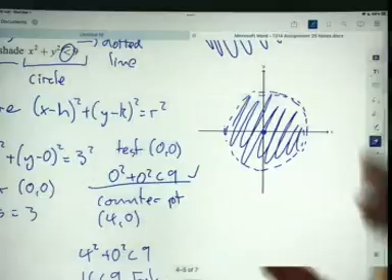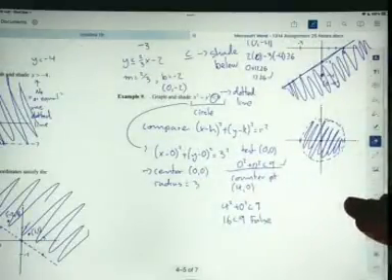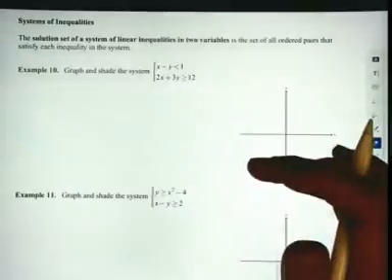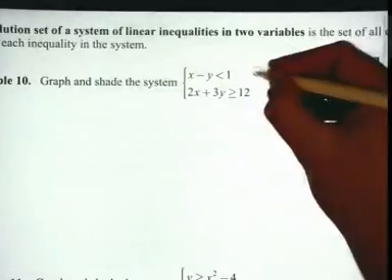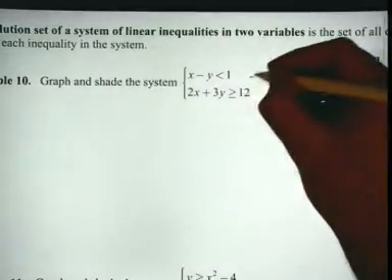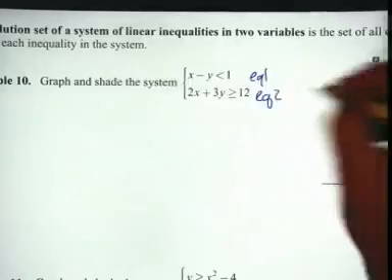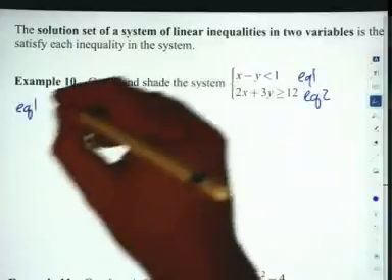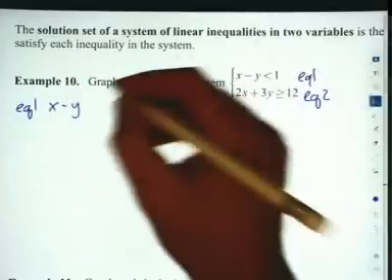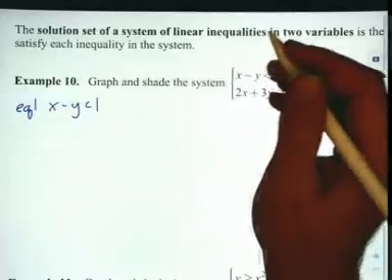Alright. So that's how we shade or graph inequalities. Let's talk about a system of inequalities, and I think I'll be able to get one example in. Here, we want to graph and shade the system of inequalities. So, let's get started. We have equation 1 and equation 2. Let's start off with equation 1. We have x minus y is less than 1.